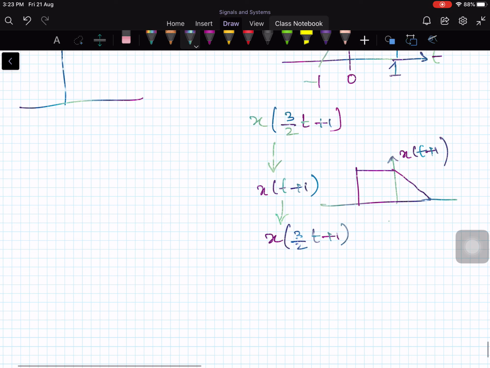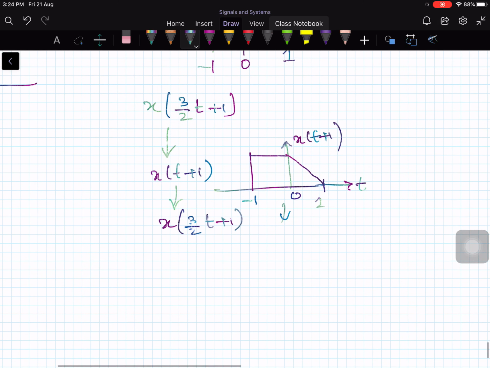Now what you do is 3 by 2, that is 1.5 times, you are expanding now. Oh, wait a minute, 3 by 2 times t plus 1. So this point is minus 1 and this point is plus 1, this is 0 and this is t, right? Now what you do? You expand by the factor of 3 by 2.